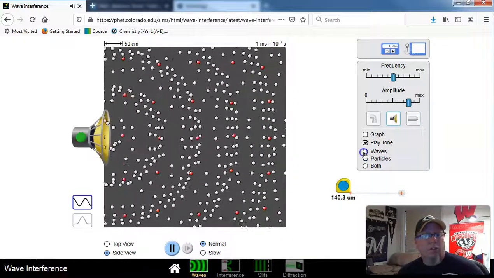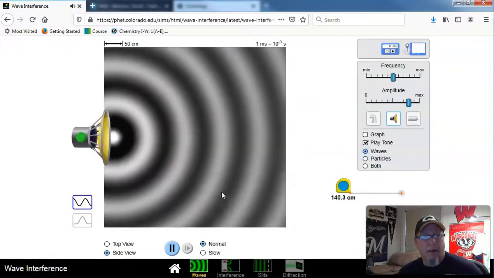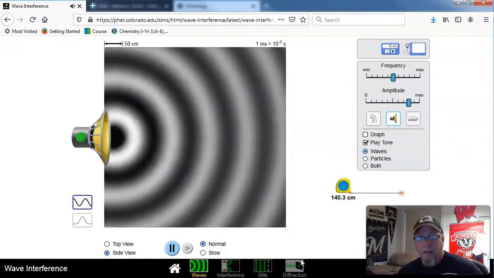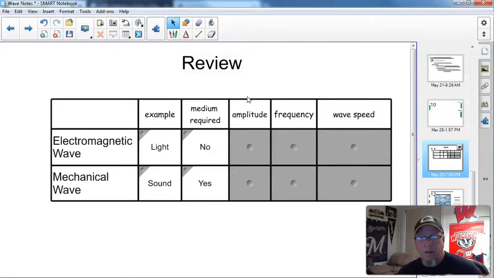I kind of like looking at it in this pattern a little bit better. Once again, if I'm comparing sound here, I can go back to my notes. The amplitude in this case is the volume.